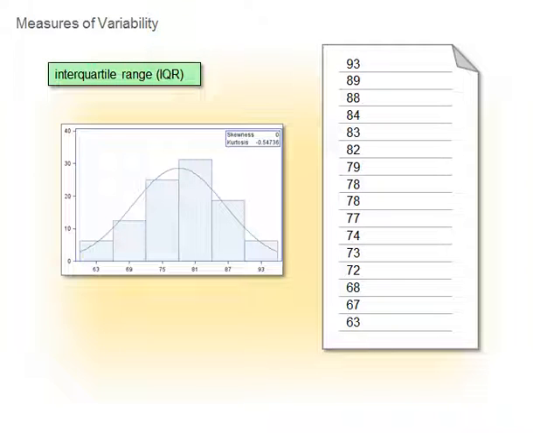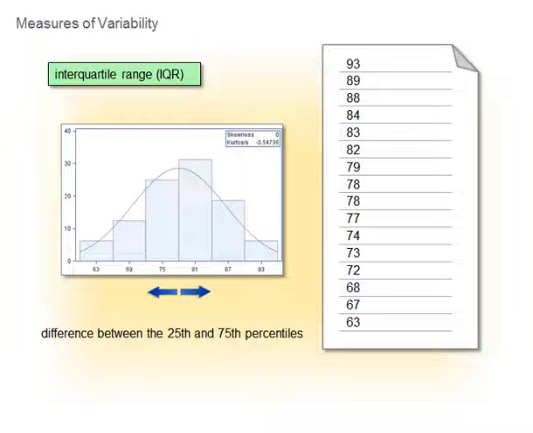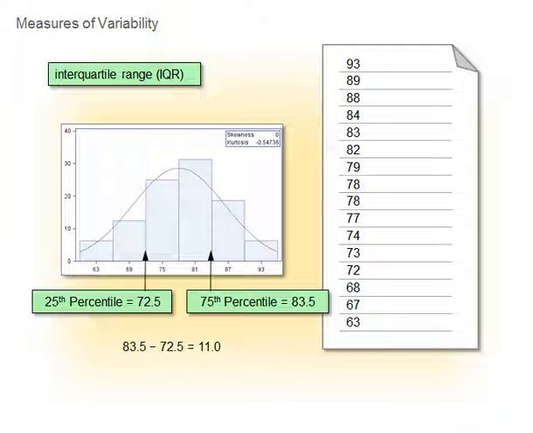The interquartile range, also known by the abbreviation IQR, is the range of the middle 50% of your data, so it is the difference between the 25th and 75th percentiles. In this example, the interquartile range is 83.5 minus 72.5, which is 11.0. The interquartile range is a robust estimate of the range because changes in the upper and lower 25% of the data do not affect it. If there are outliers in the data, then the IQR is more representative than the overall range as an estimate of the range of the data.